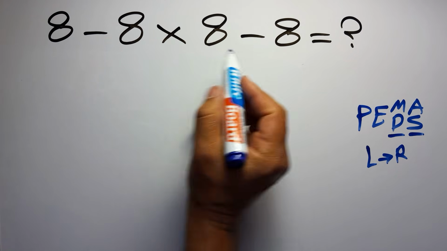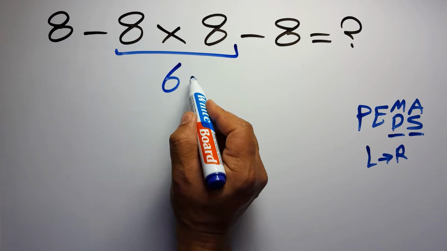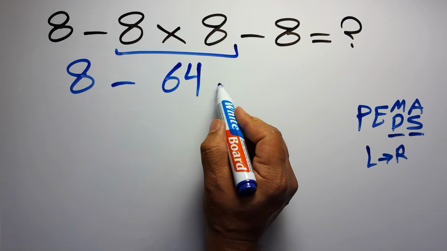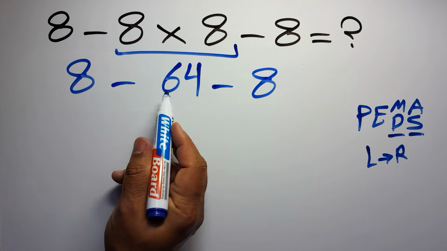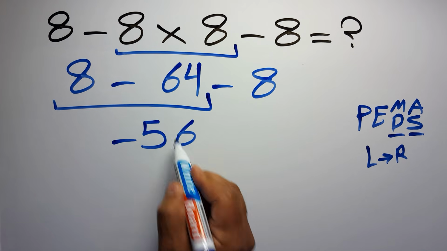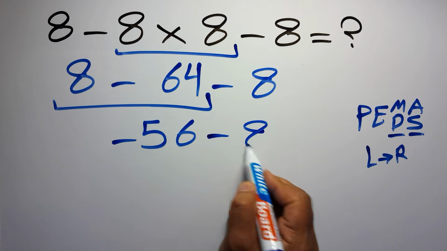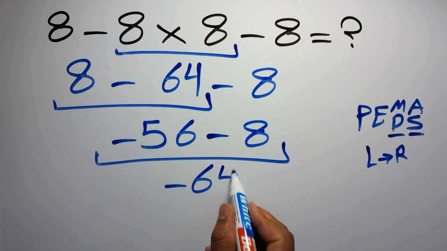So first we have to do this multiplication. 8 times 8 gives us 64. So we have 8 minus 64 minus 8. Now we have to do this subtraction. 8 minus 64 gives us negative 56. So negative 56 minus 8, which equals negative 64.